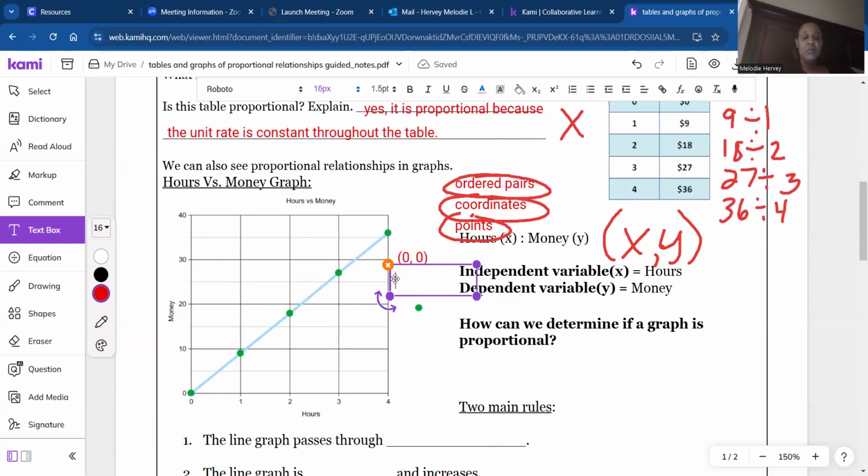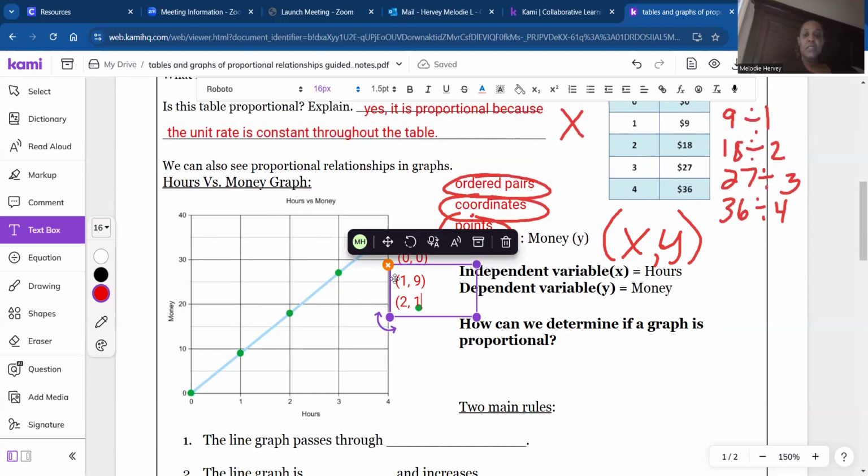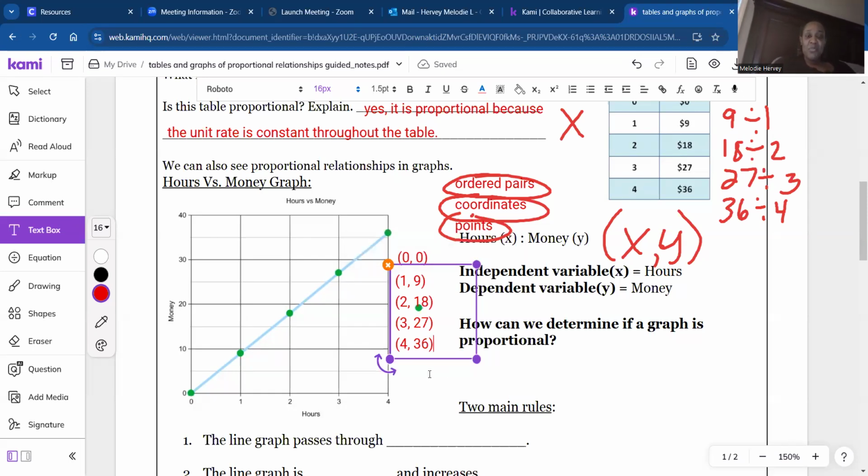All right. So then 1, 9, and then 2, 18, and then 3, 27, and then 4, 36. All right, so these are the coordinates. These are the points that are in green, these little dots. These are the points on the coordinate plane.